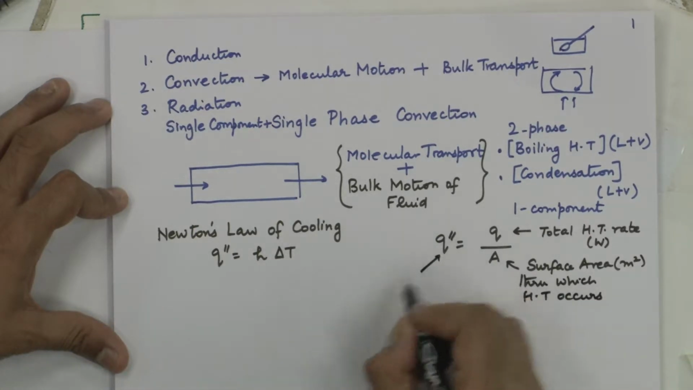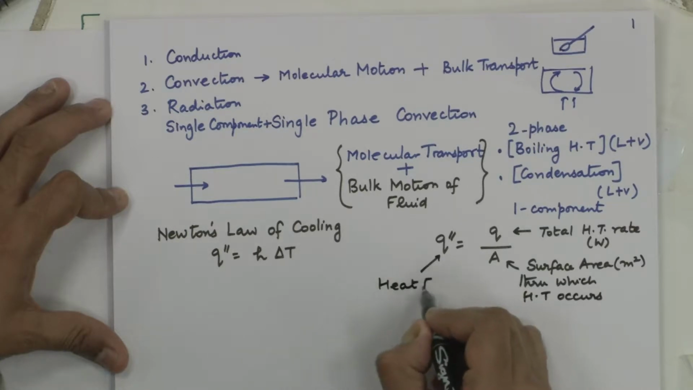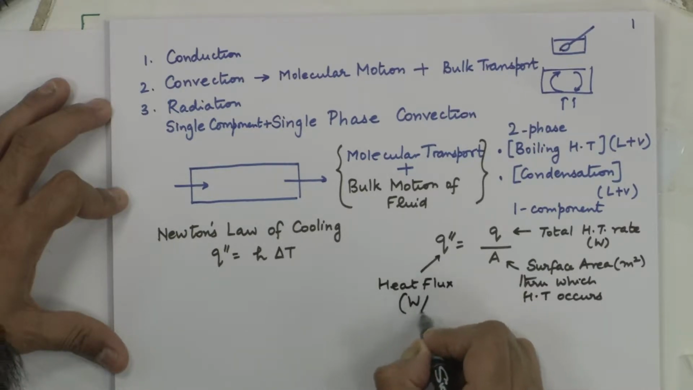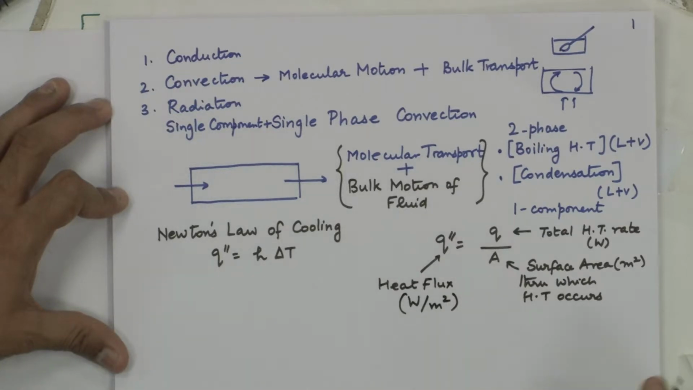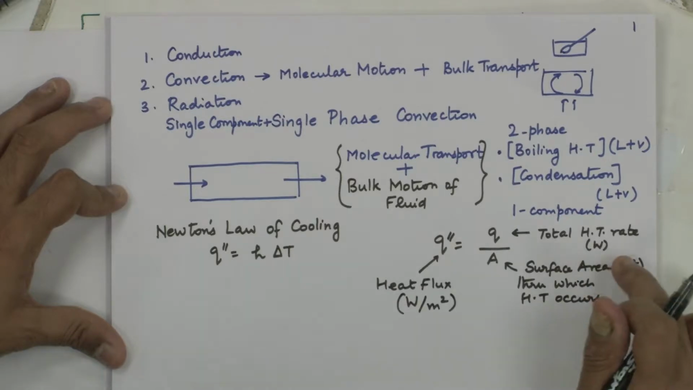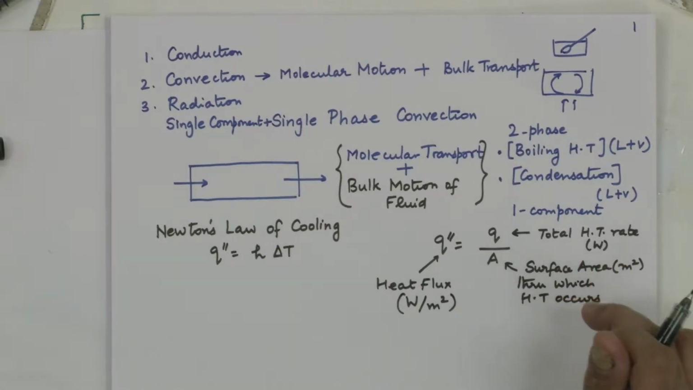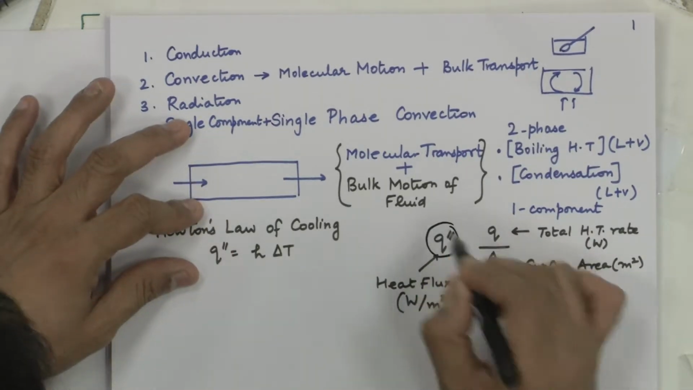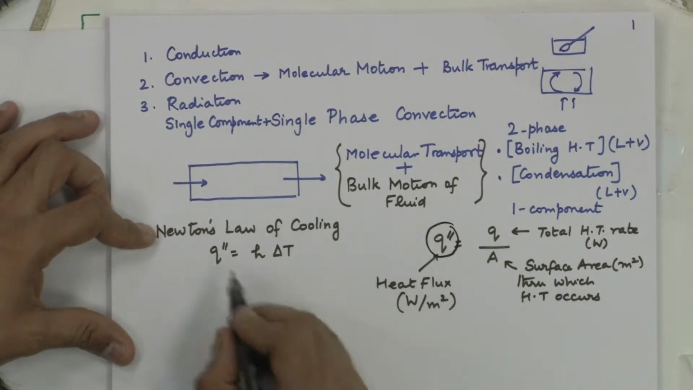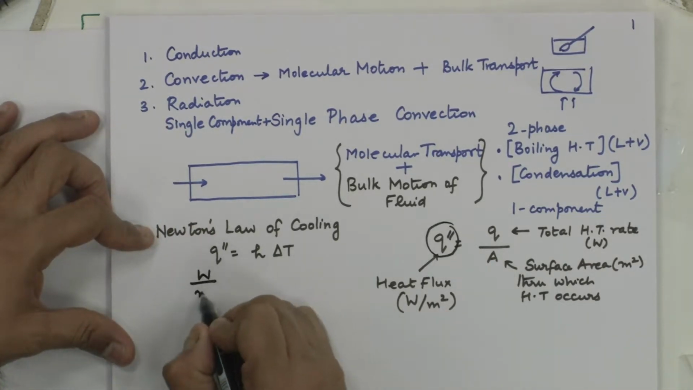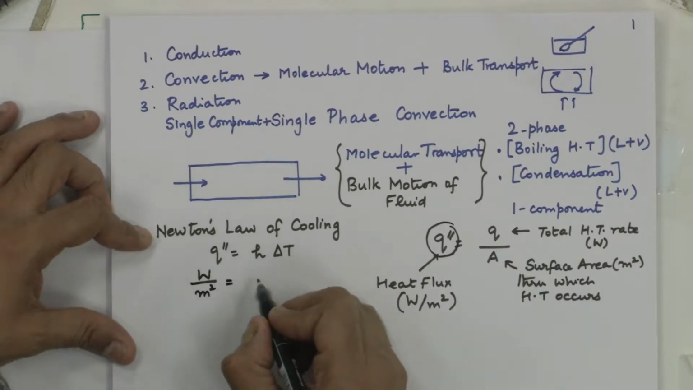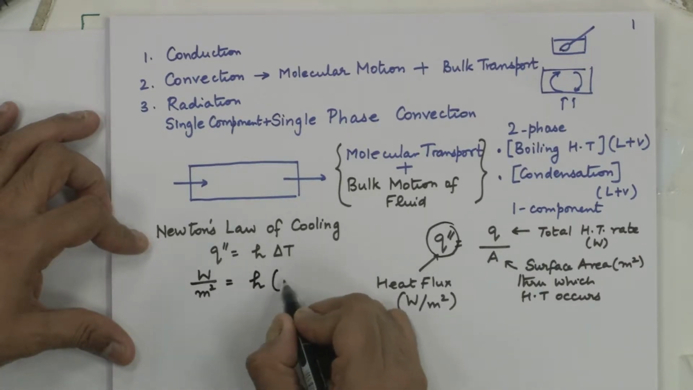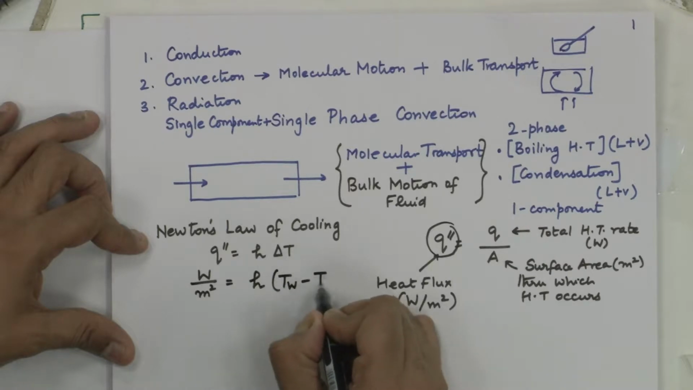This is called heat flux, watt per meter square. So, area in meter square, total heat transfer rate in watt. Why rate? Joule per second. That is why we call it a rate, heat transfer rate, energy transfer rate. Watt per meter squared is the SI unit for heat flux. This heat flux is equal to H into delta T, which is T wall minus T fluid.